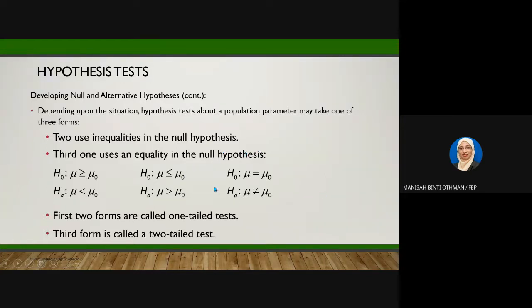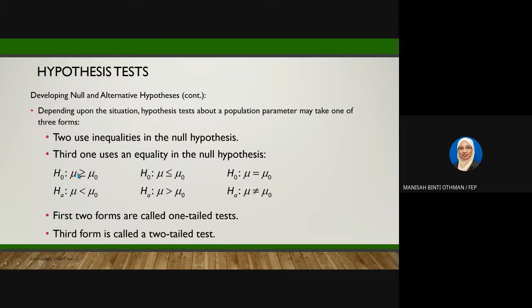What is the difference between two tail and one tail? Later I'll explain, because it will determine your confidence level. The difference is in the confidence level or alpha value, or significance level. So that is one tail and two tail.